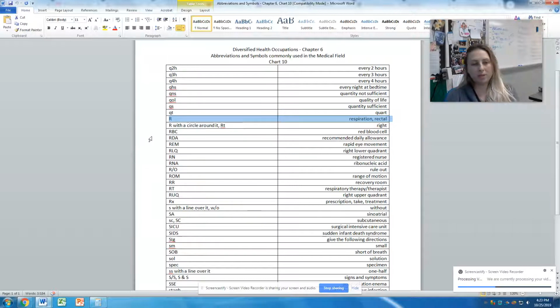R, this has 2 different meanings. So it can be respiration. So normal adult respirations are 12 to 20 respirations per minute. A respiration is when you breathe. One whole respiration is a breathe in and a breathe out, right? R can also mean rectal.